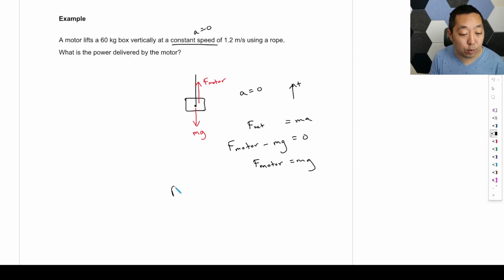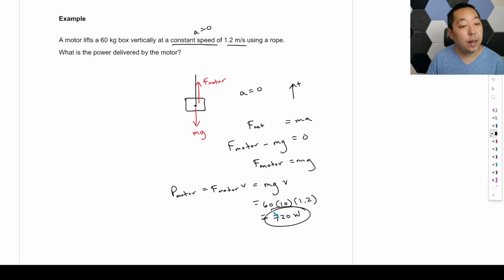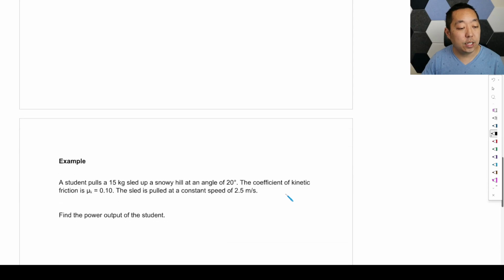And so the power by the motor is whatever the force of the motor is times the velocity. It's constant velocity, so we already know that. So it's going to be mg times v. That's going to be 60 times 10 times 1.2. You can use 9.8 if you want, but 10 is fine. So what is that? 12 times 60, 720 watts. Okay, let's take a look at another example.